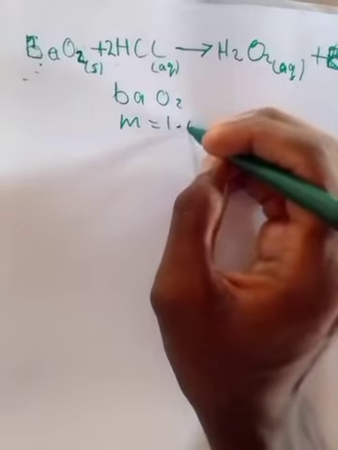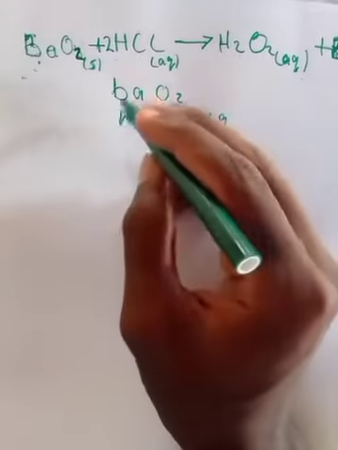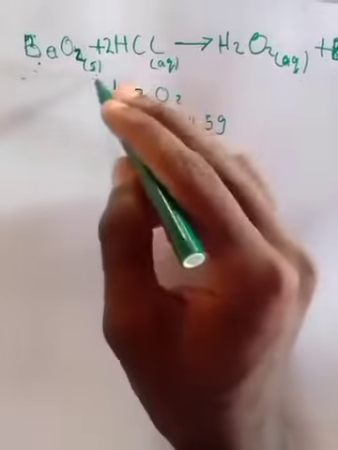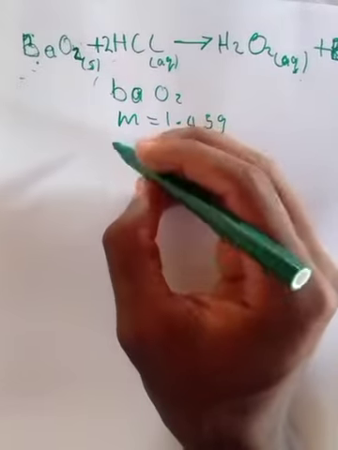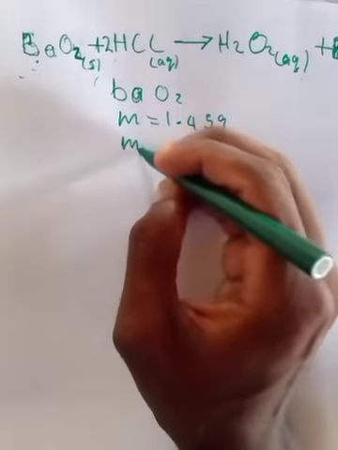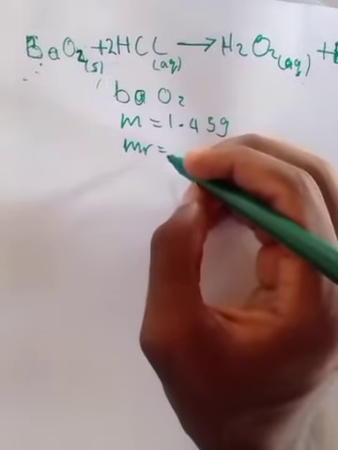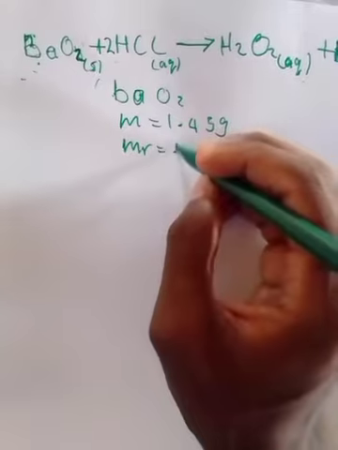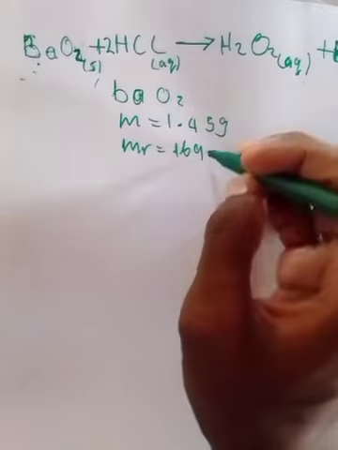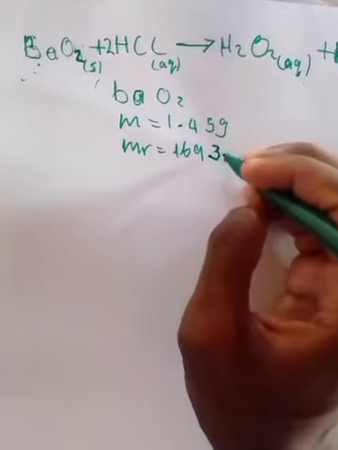And then you can find now the molar mass of barium peroxide, and once you find, you're going to figure out that it is going to be, let me call it MR, the Mr, representing the molar mass. So the molar mass of barium peroxide, it is going to give you 169.3 grams per mole. Okay, so now you have these details, so you can easily use dimensional analysis.